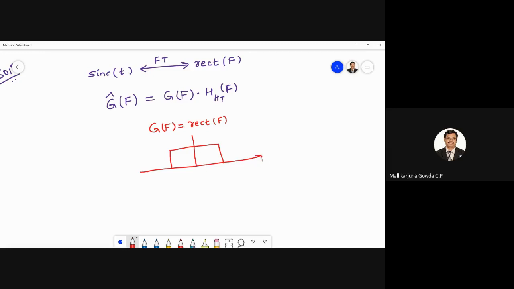Right, so this will be f, and yes, of course, its magnitude will be 1 over what interval? From 1 by 2 to minus 1 by 2. Okay, this is my G of f. What is my HST of f? Yes, you are all aware, no? What is HST of f?